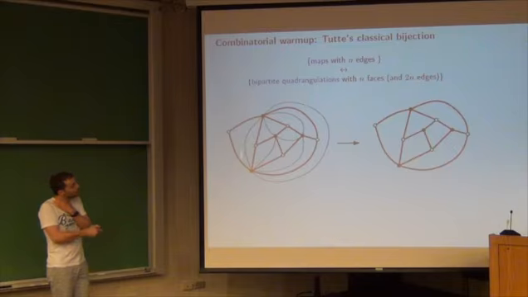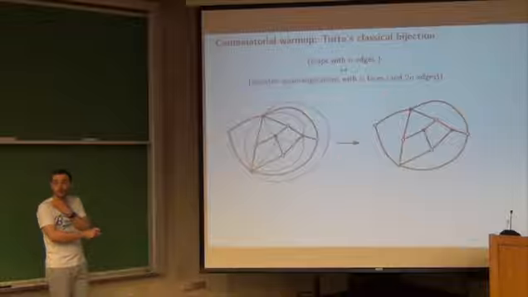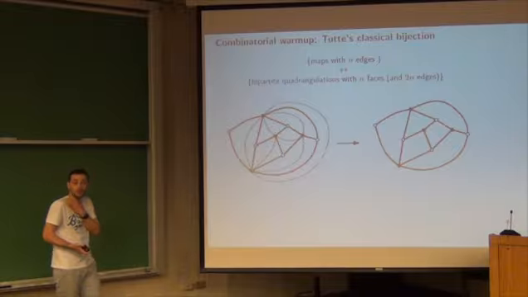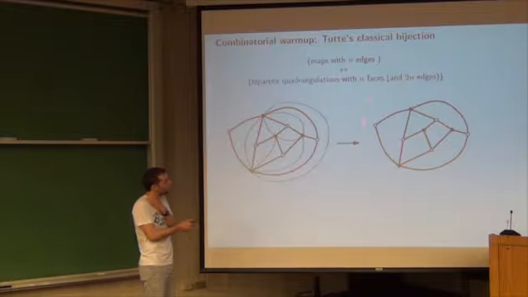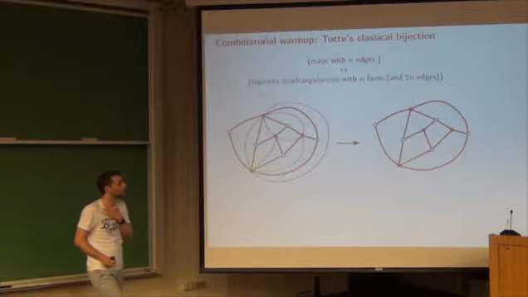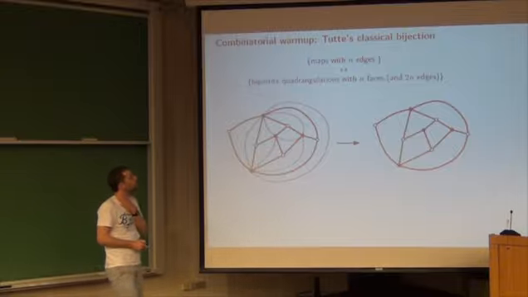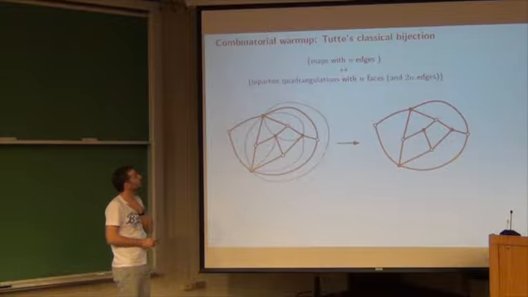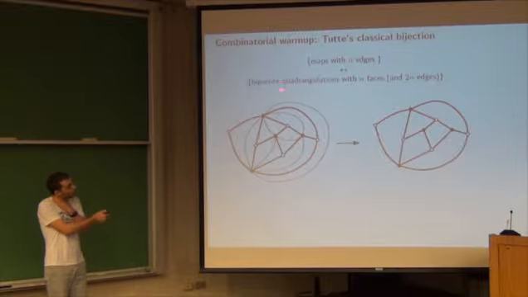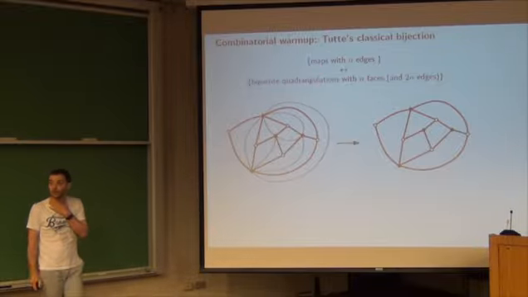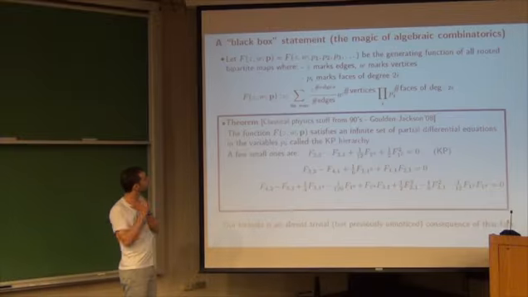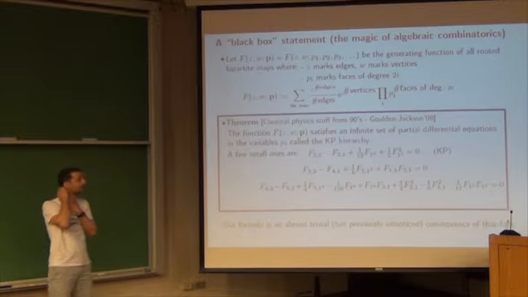And for technical reasons, it's kind of useful because you go from a problem where the degrees are unbounded to a problem where you have some bound on the degrees of the model you're considering. And from the algebraic viewpoint, this gives you some leverage on what you've done. Okay, so in other words, if I want to count maps, I can just count bipartite quadrangulations. And why is this useful? Because of this black box statement.